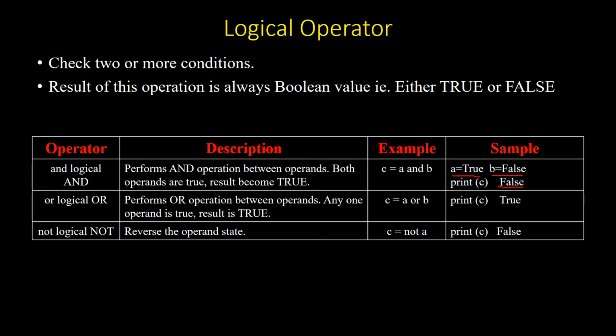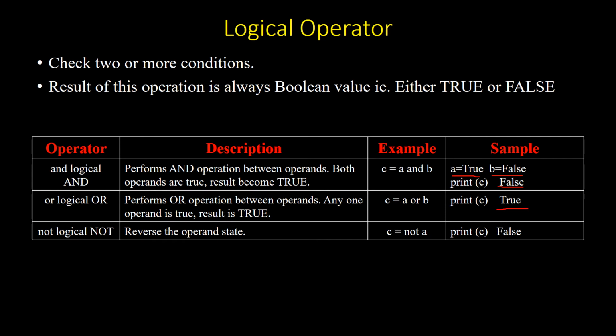The next one is the logical OR. It performs the OR operation between the operands. If any one operand is true, the result will be true. So A or B: here A is true and B is false. Since any one is true, it returns true. That is, if A is true, it returns the result as true.